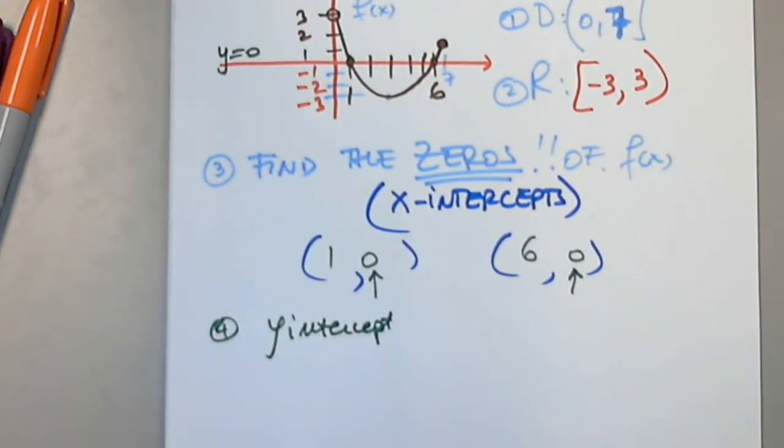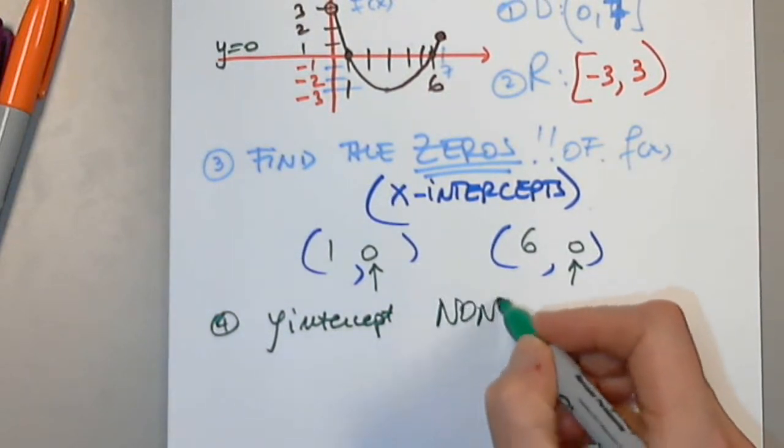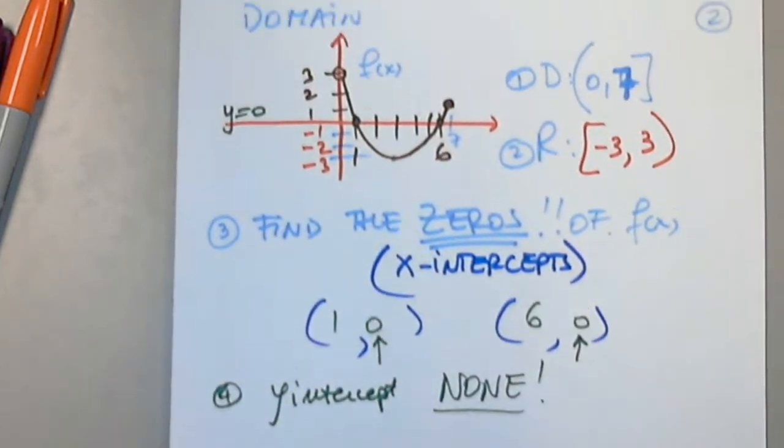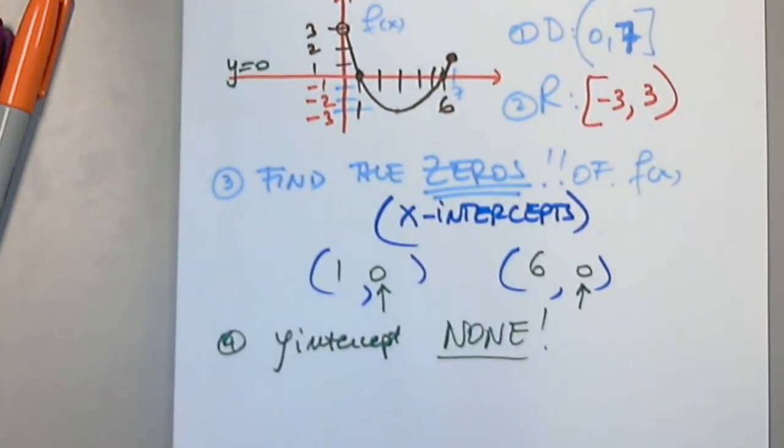Okay. So is there a y-intercept? No. No, indeed. None. There is no y-intercept. This point does not exist. This is an open point. So there is no y-intercept.